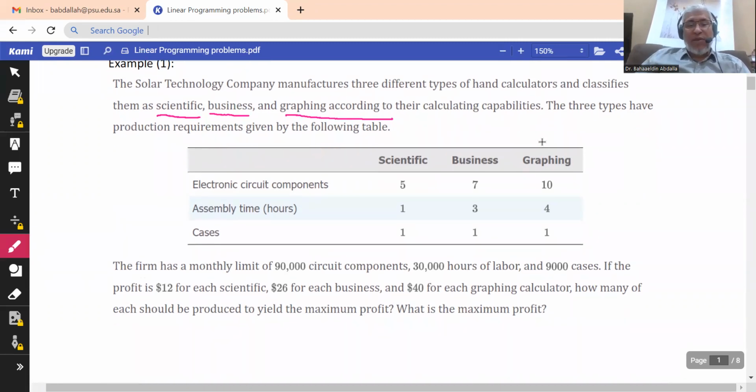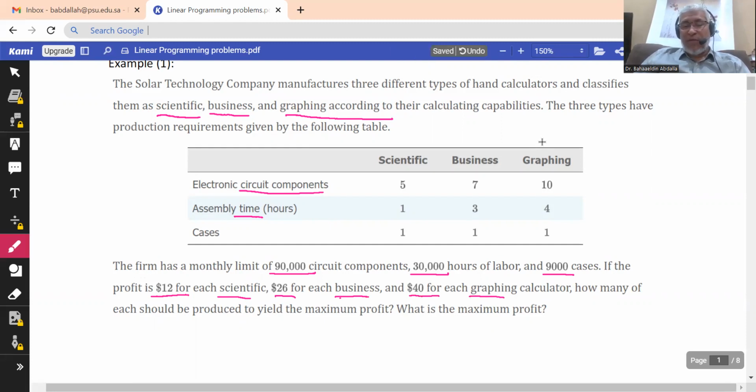Now the firm has monthly limit of 90,000 circuit components. So these circuit components are limited to 90,000, and 30,000 hours of labor. So the assembly time is limited to 30,000 hours of labor, and we have only 9,000 cases. And this is the profit. If the profit is $12 for each scientific, 26 for each business, 40 for each graphing.